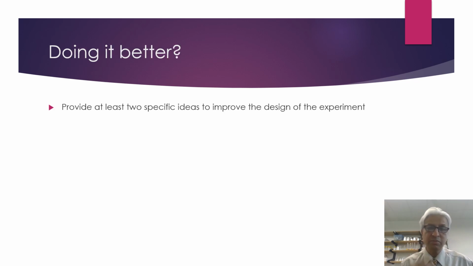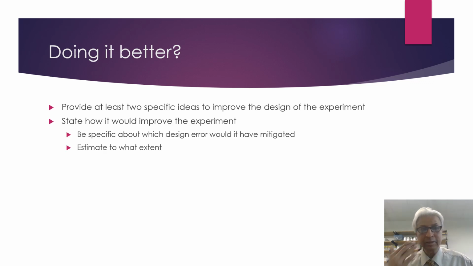You compare that and you go on to do: how can you do it better? Provide at least two specific ideas to improve the design of the experiment. State how it would improve the experiment. That's important. Just saying something does not matter. Be specific about which design error it would have mitigated. Estimate to what extent. Don't randomly say that you would have measured the time better. What do you mean by that?